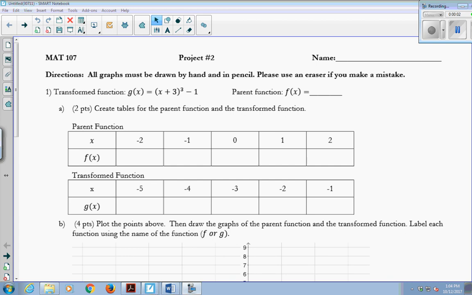Transformations. Your graphs do need to be drawn by hand, but do use GeoGebra to check your work. You should know if you did these right before you hand them in. So we'll do one together, everything by hand, and then we'll check it in GeoGebra.